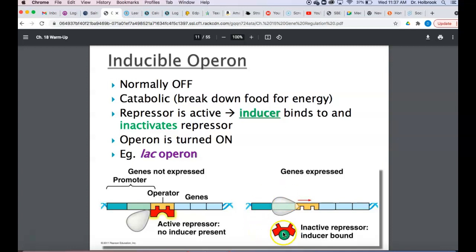So this little green pea looking thing, that is the inducer. So in this example, lactose, the sugar, is present in the environment. So lactose comes in, pulls the repressor off, and basically gives permission for the gene to be expressed and for lactase to be made. That's an inducible operon. Okay, that's how prokaryotes regulate genes.